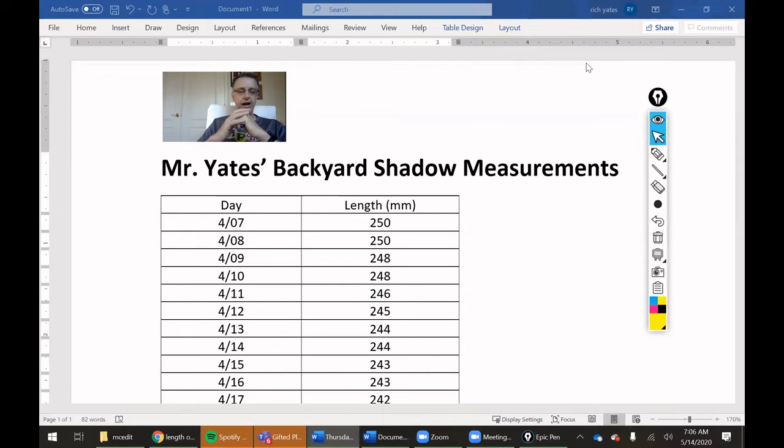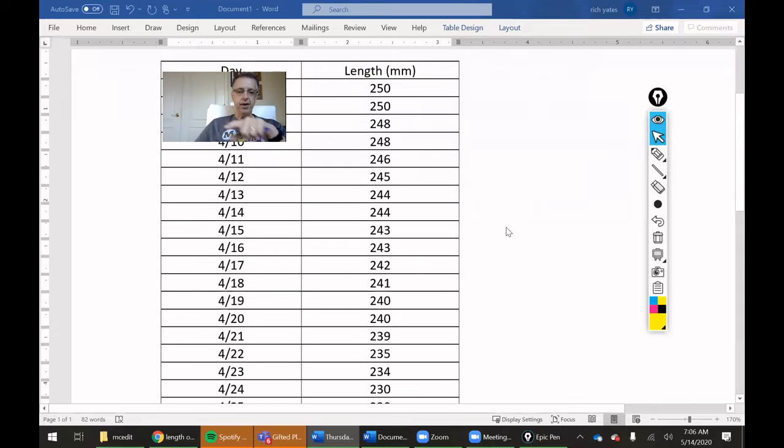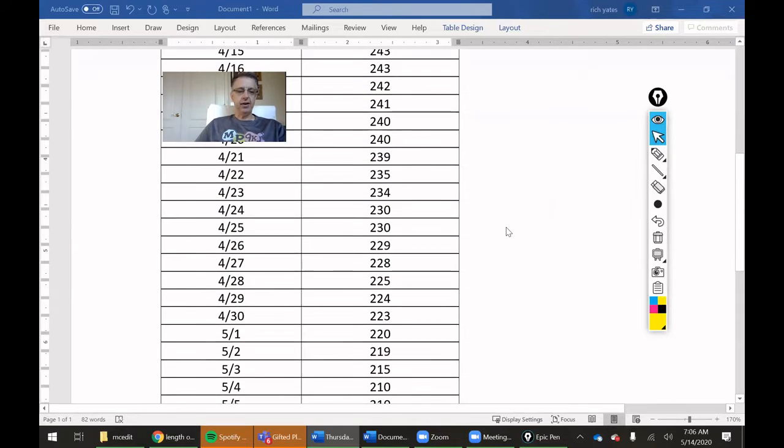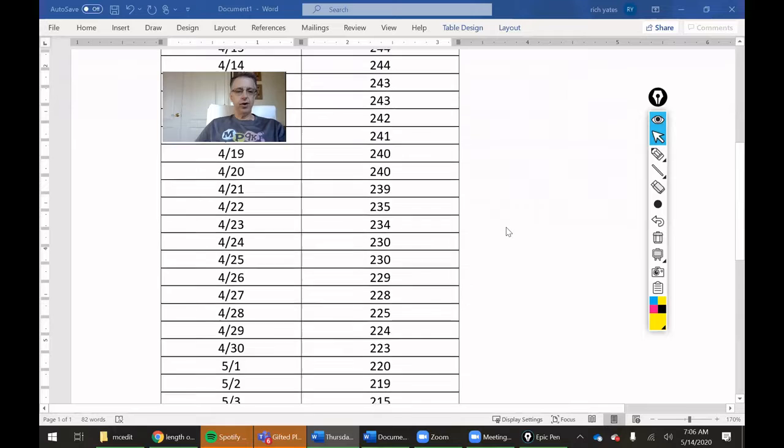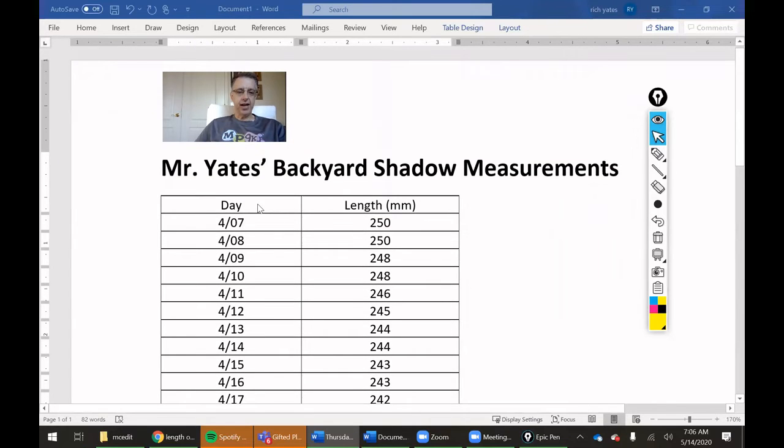Once you have your shadow data, that means all the measurements in a chart. I have a chart I did in Microsoft Word to show you what I'm talking about. Here I put the day and then the length, and I decided to use millimeters. Originally I started off with inches and I had a pretty short object, but I decided to move to a taller object, and I decided to use millimeters because it's more precise. It gives me an easier way to measure it. So whatever you use, whether it's inches, centimeters, millimeters, or even if you use rocks to measure it, that's fine too, just as long as you use the same unit of measurement all the way through.